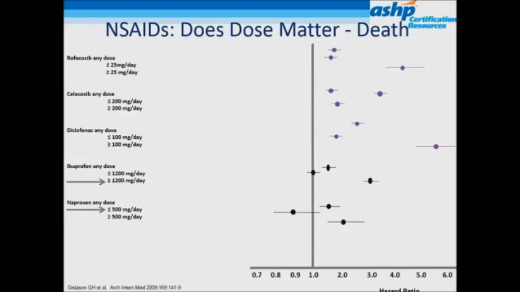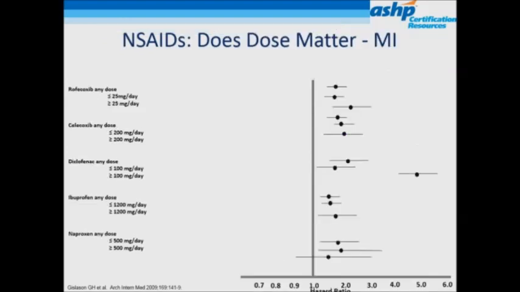As it relates to death, you can see that for the most part, the potent inhibitors of COX are more likely to increase the risk of death, regardless of dose, although the higher doses are far more likely to contribute to that. With ibuprofen, at 1,200 milligrams per day or more, there's a greater risk than at less than 1,200 per day. Same thing with naproxen, dosed at less than 500 versus more than 500, there is the risk. So dose here does matter as well.